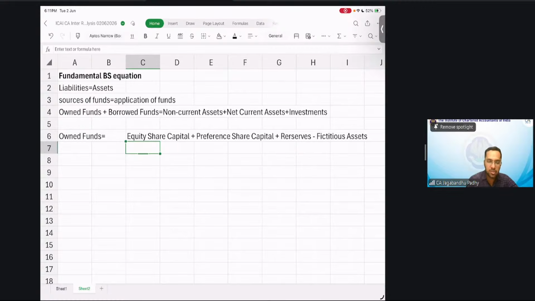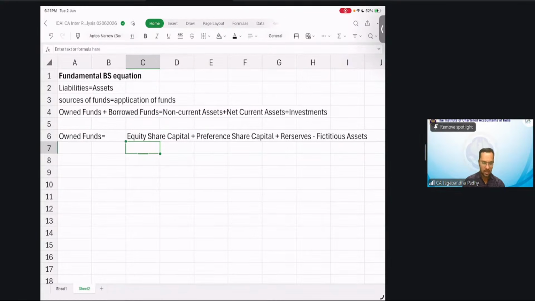Okay. Now, a quick question to you. Can you tell me what is a fictitious asset? Deferred revenue expense, preliminary expense. Okay, any sort of item which is placed on the asset side of the balance sheet, which is actually not an asset. That's what we call a fictitious asset.